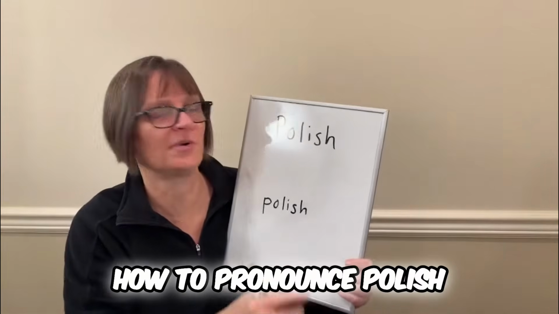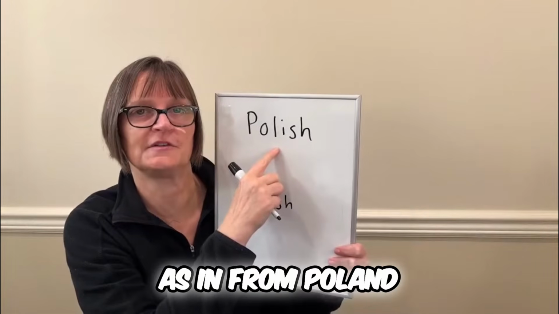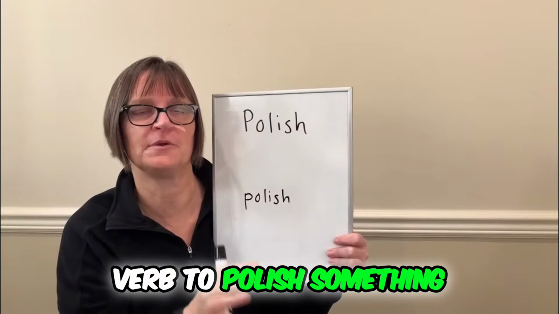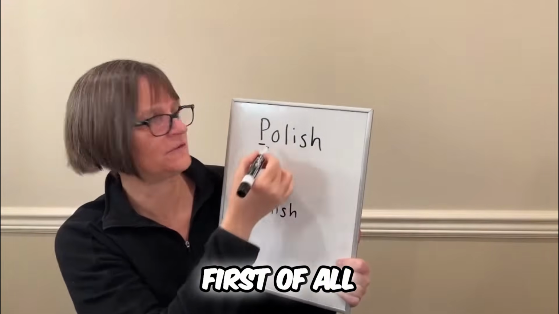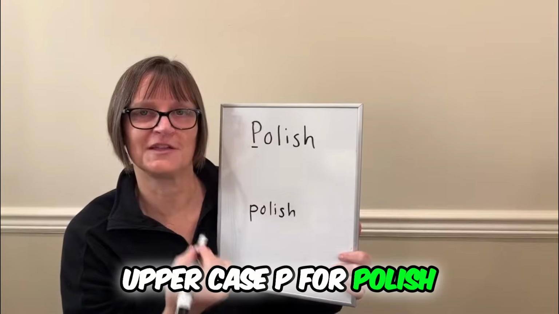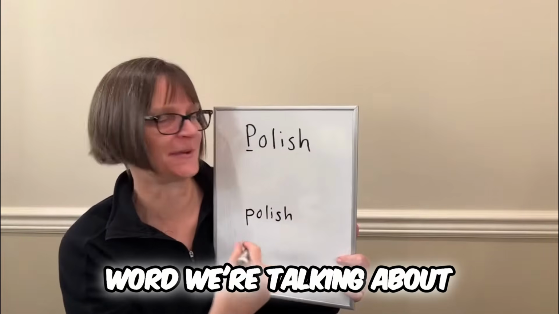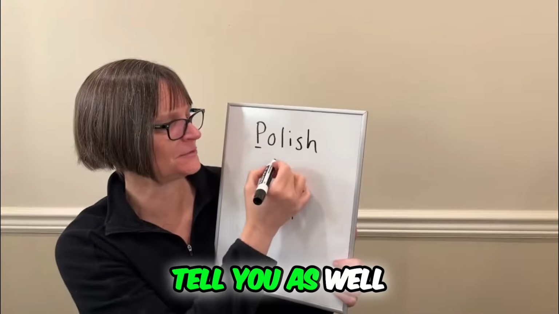So let's look at how to pronounce Polish, as in from Poland, and polish, as in the verb to polish something. First of all, we use a capital letter, uppercase P, for Polish. That's one clue which word we're talking about. Of course, context is always going to tell you as well.